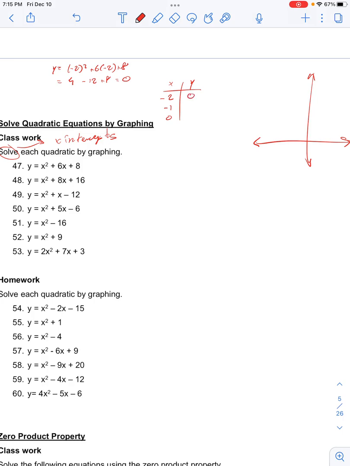So at x equals -2, right? Counting on the graph: 1, 2, 3, 4, 5, 6, 7, 8, 9, 10. At x equals -2, we'll have y equals 0. So this means we already found one of our x-intercepts, which is good.